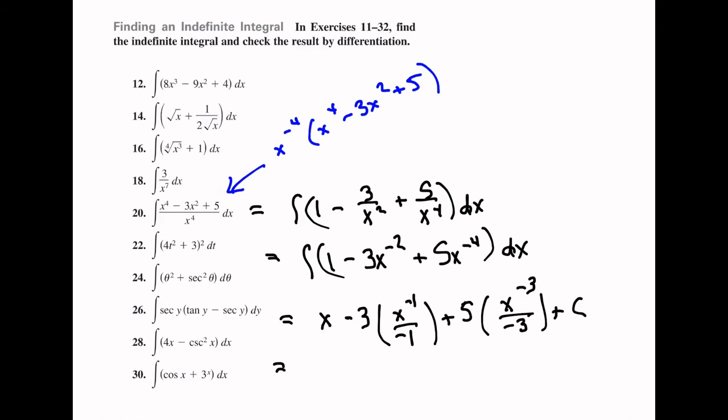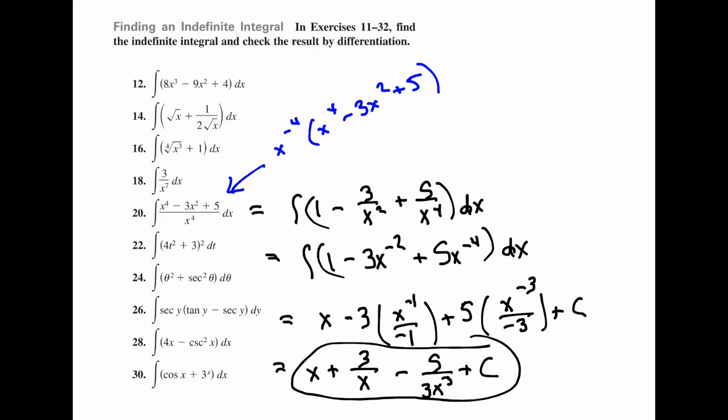And then let's clean it up. X, a minus times a minus gives you a plus. A plus times a minus gives you a minus. And those x terms, because they had negative coefficients, have to move to the bottom. Alright, and that's how you do these problems.